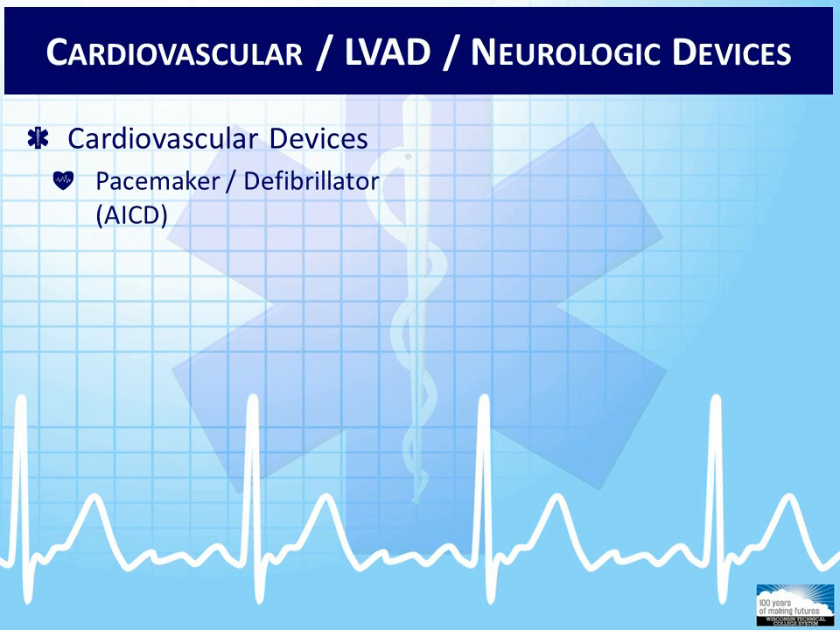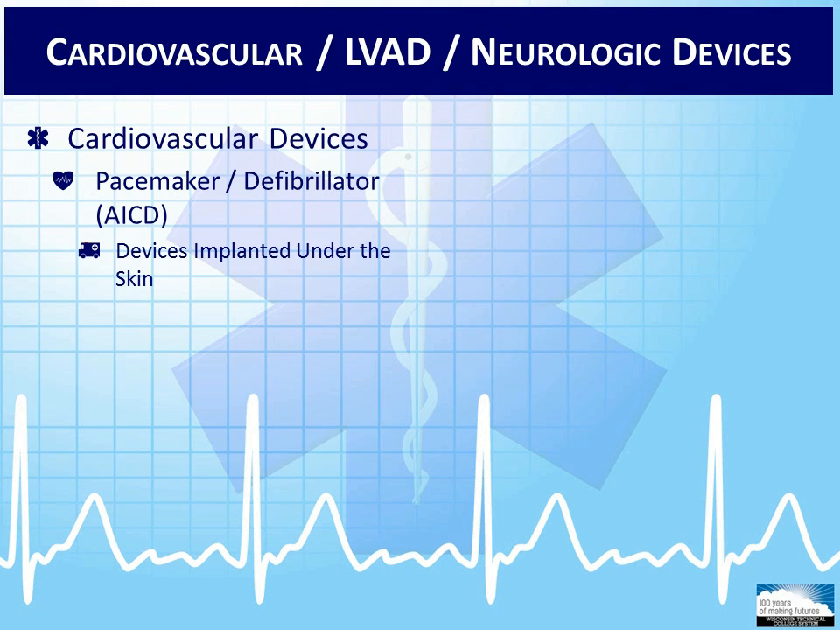Pacemakers and automated implanted cardiac defibrillators, AICDs, are devices that are implanted under the skin with electrical leads running into the heart. A pacemaker functions to regulate a person's heart rate, and a cardiac defibrillator monitors a patient's heart rate and delivers defibrillation shocks as necessary to terminate potentially fatal rhythms, such as ventricular fibrillation.